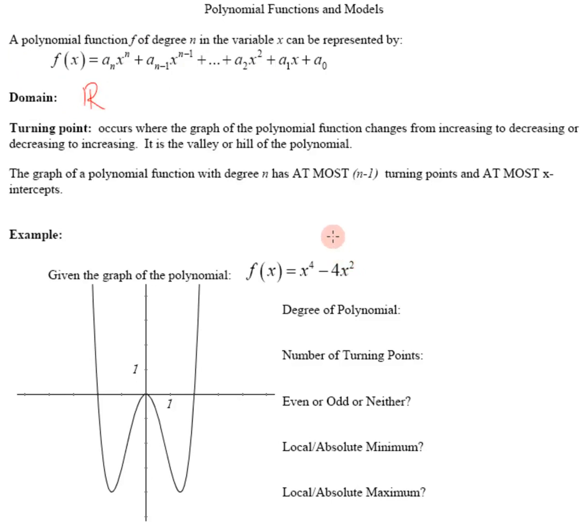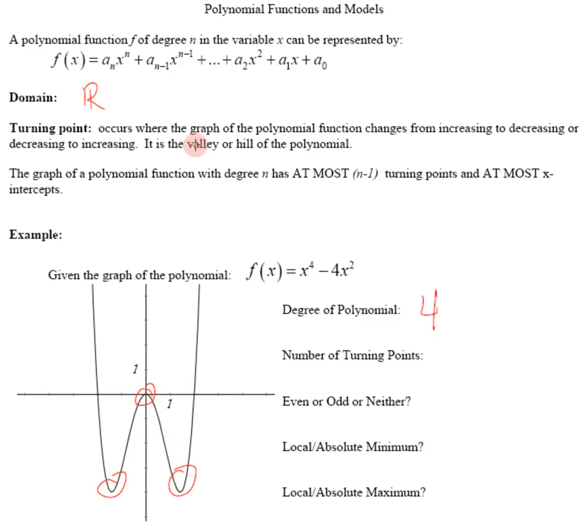So all real numbers. If you look at my example here, I have this function x to the fourth minus 4x squared, so the degree of this polynomial is 4. Now notice how it looks. It goes down here, it curves up, it curves back down, and curves back up. So there are these turning points right here, here, and here. A turning point occurs where the graph of the polynomial function changes from increasing to decreasing, or from decreasing to increasing. So my function's decreasing, and then it increases. Then it decreases, and then it increases.